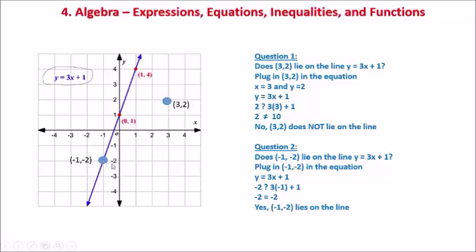Second question, this point minus 1, minus 2, does this point lie on the line? Yes or no? Okay. So it's very easy. When you look at the picture, the point 3, 2 does not lie on the line. So you'll say, duh, it's so obvious, right? It does not lie on the line. The point minus 1, minus 2 lies on the line.